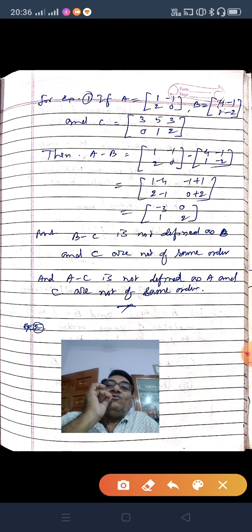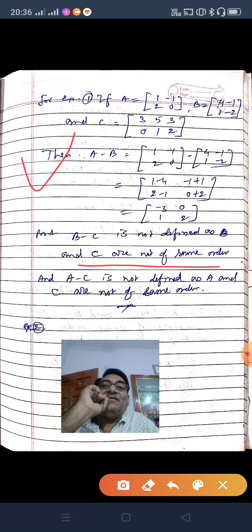A and B are both 2 cross 2 order: [1 -1; 2 0] minus [4 -1; 1 -2]. After subtracting, you will get [-3 0; 1 2]. But B minus C is not defined, as B and C are not of the same order. A minus C is also not defined, as A and C are not of the same order. Only A minus B is defined.